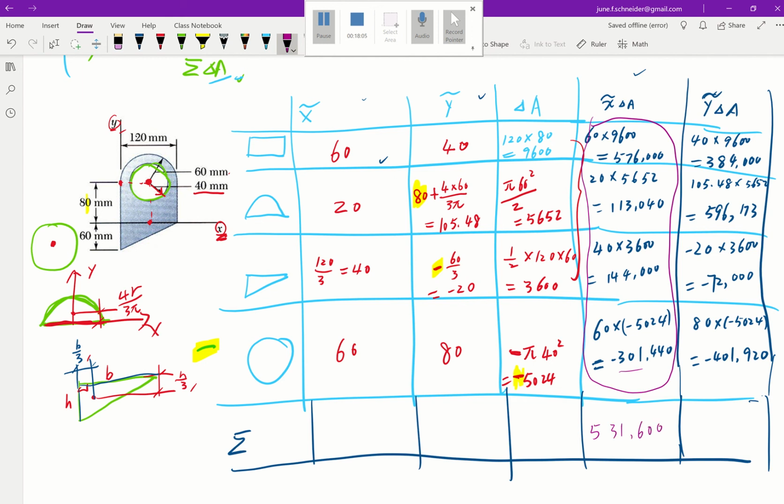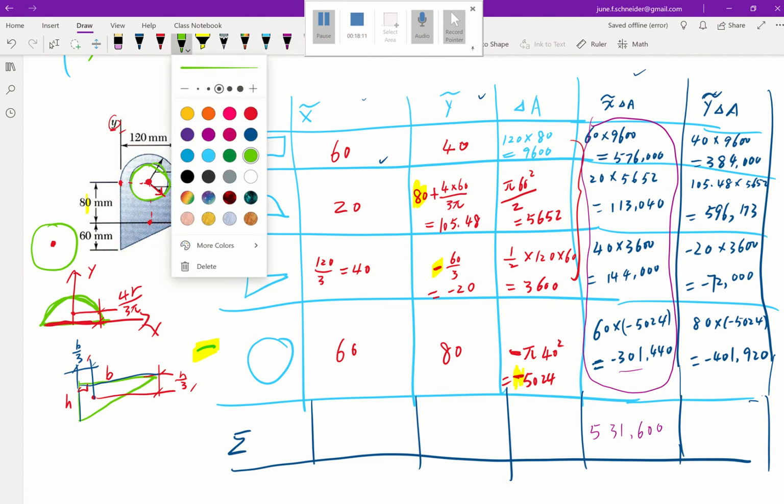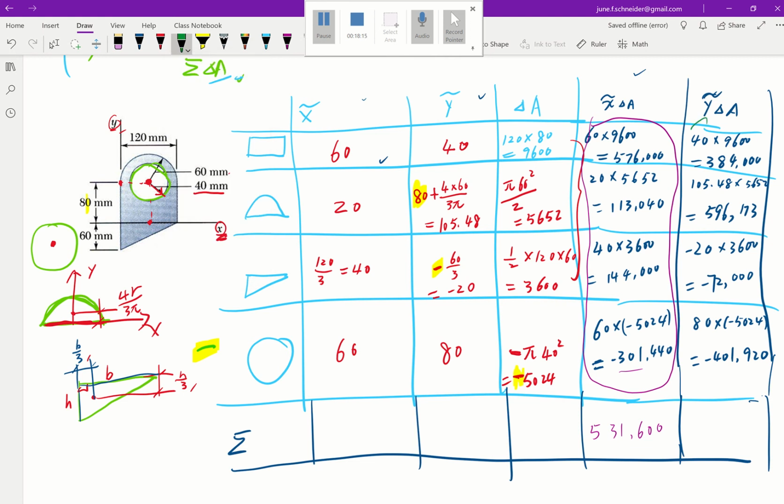Then the same thing for y tilde delta a, this column. We're going to add all those values together. So basically this is the summation of x tilde delta a, and this one is the summation of y tilde delta a. When we add them together, let's see what we have.